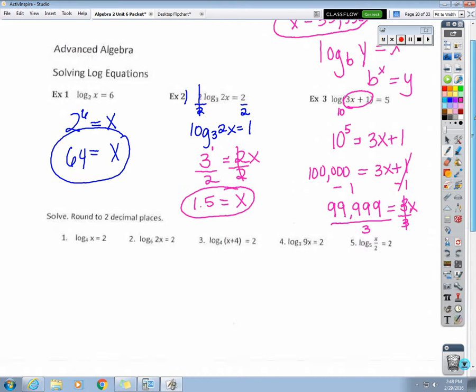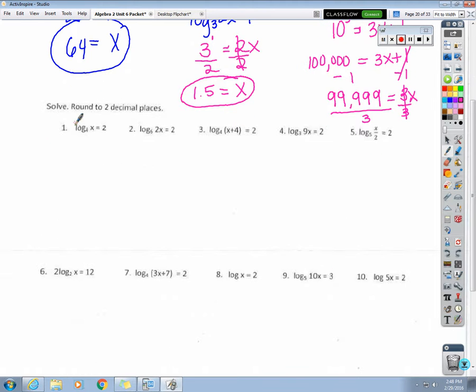Okay, your homework is 1 through 10. It doesn't require a calculator because once you rewrite it, any calculator can do these. Okay, so your homework is 1 through 10.